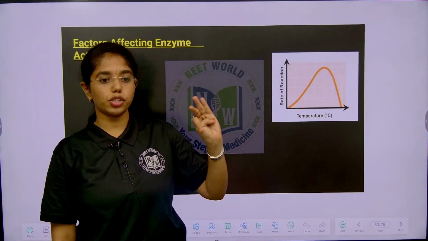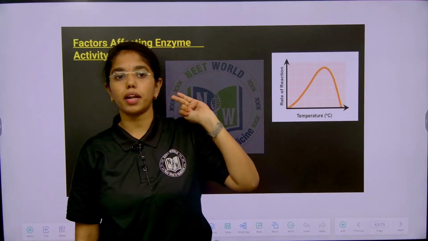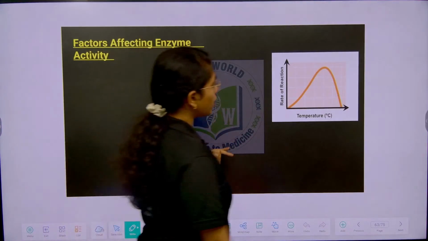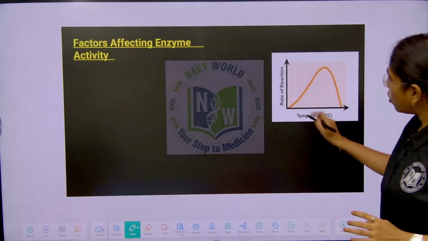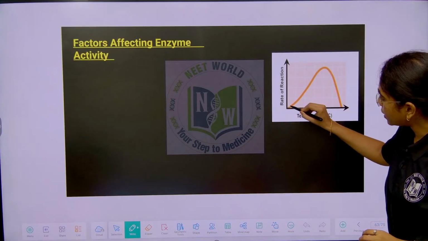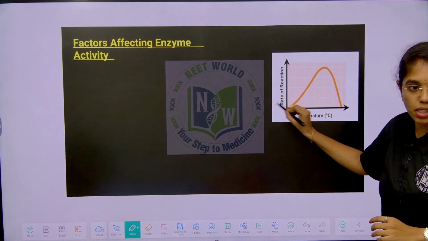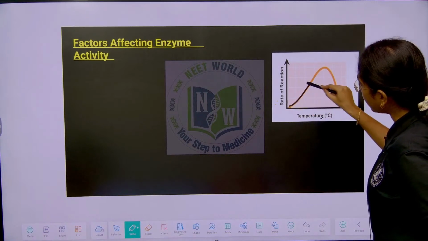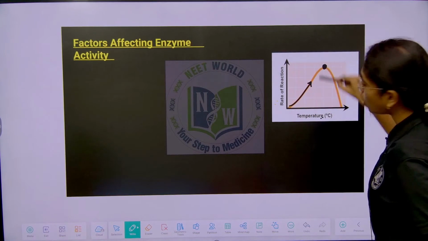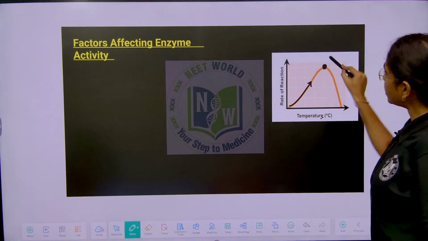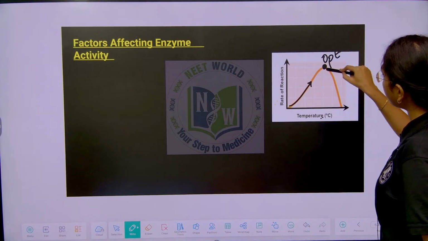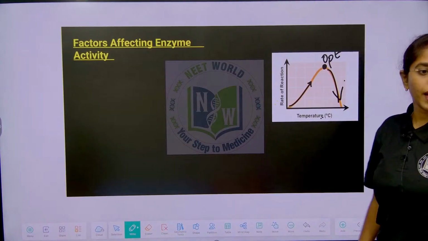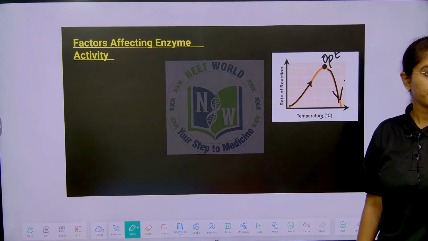Temperature, pH and substrate concentration. Okay. So first we look at temperature. Look at the rate of reaction. Rate of reaction on the Y axis, temperature on the X axis. The reaction rate increases until it reaches the optimum temperature. Once it reaches the optimum temperature, from here the rate of reaction decreases again, right?